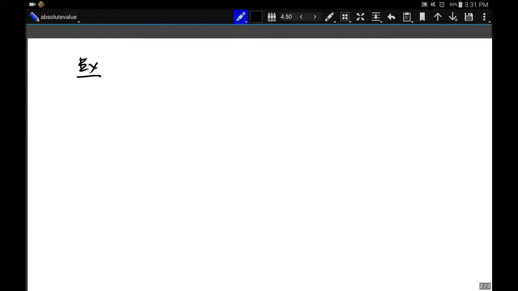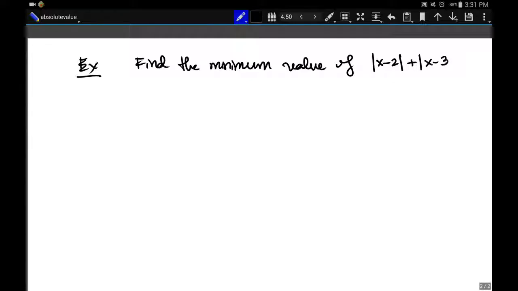So find the minimum value of |x − 2| + |x − 3|. What's the minimum value of this expression or function, for any real number x? And where does this minimum occur? So let us do that.